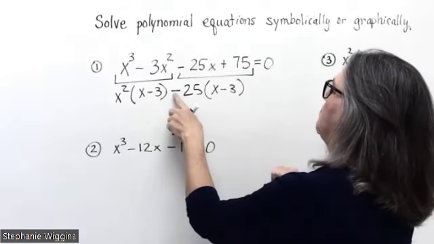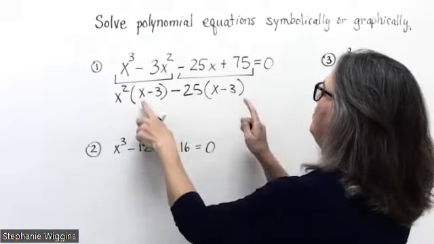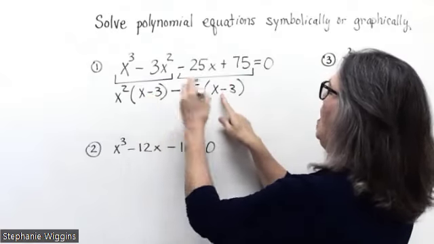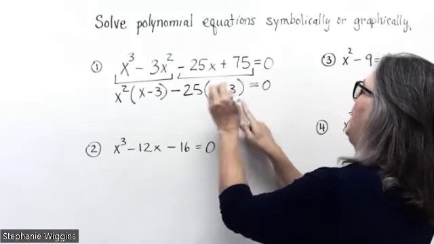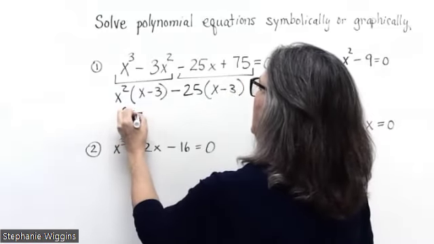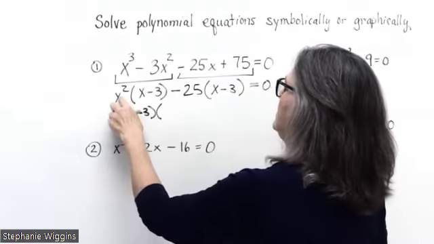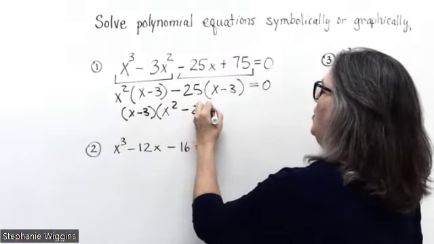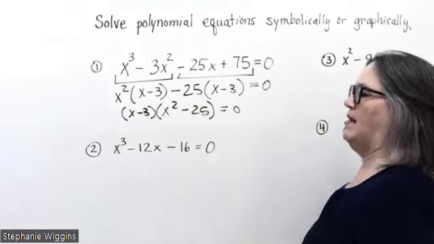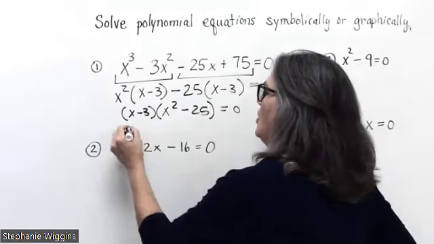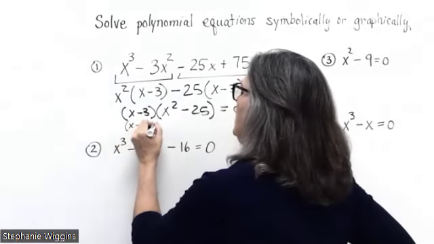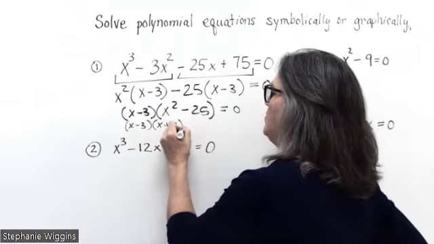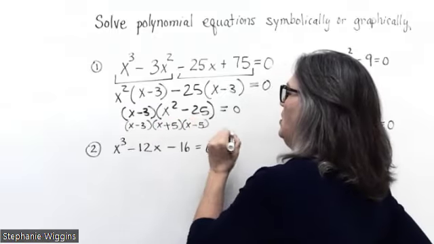I've got my 2 terms now with the common factor of x minus 3. Since this is common to both, I can pull it out. And what's left is x squared minus 25. And then I want to factor some more. So I'm going to get x minus 3 times x squared minus 25. This is the difference of squares, so that would become x plus 5 times x minus 5.